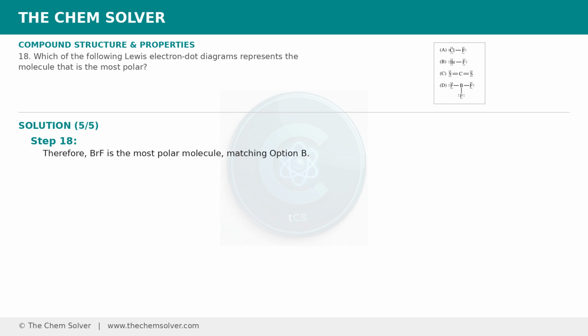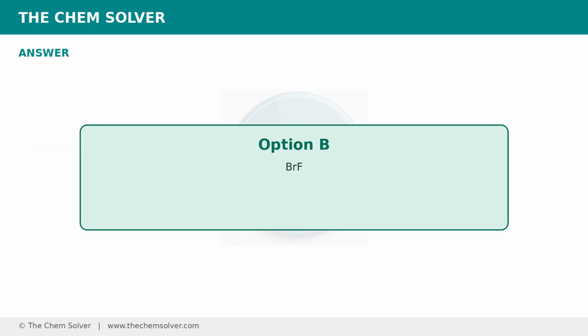Therefore, BrF is the most polar molecule, matching option B. The correct answer is option B, BrF.